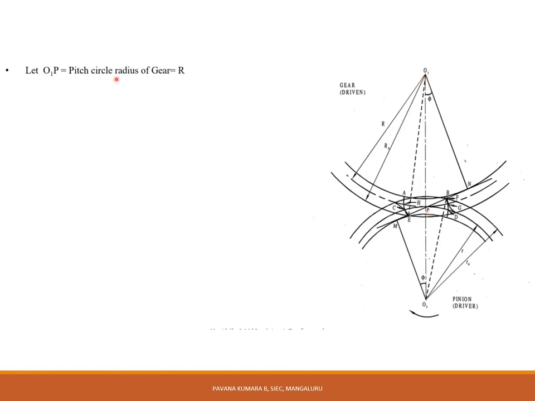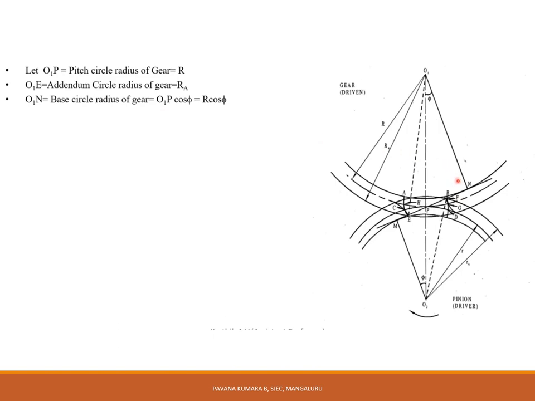O1P is nothing but the pitch circle radius of the gear. It is denoted by capital R. O1E is the addendum circle radius of the gear, denoted by RA. Then O1N is nothing but the base circle radius of the gear.